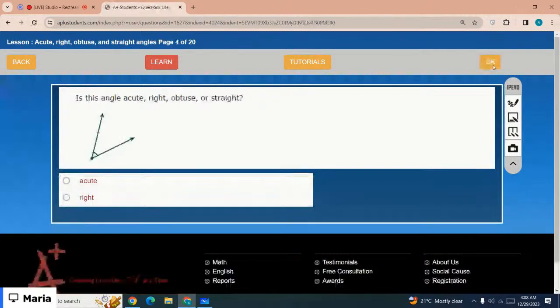The next one: is the angle acute, right, obtuse, or straight? This is an angle that is less than 90 degrees, right? So which is the correct option? It is not right, it is less than 90. A right angle is exactly 90 degrees. This is less than 90. That is the acute angle.